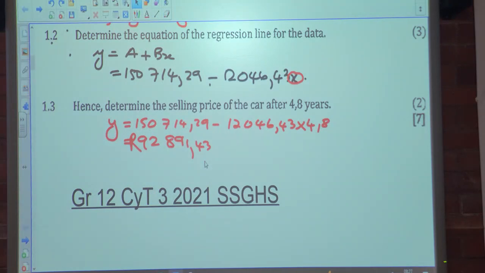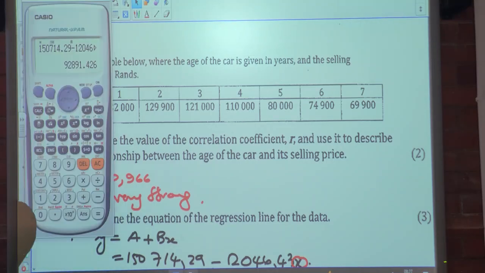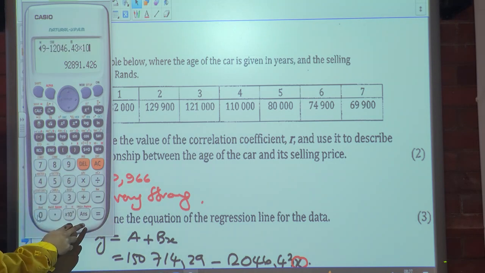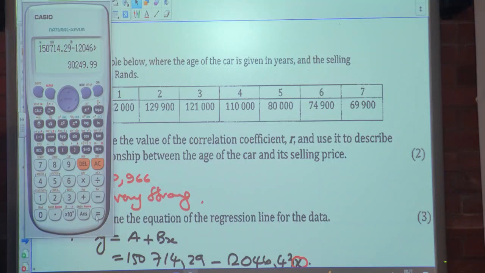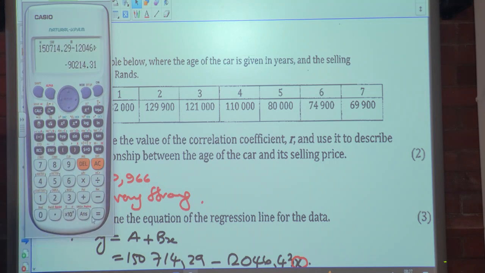The only variation that comes with it, normally they would ask you what would the car be worth after 10 years. What is the value of the car after 10 years? You just put 10 in here, you get your answer of 30,000. Or they ask you after 20 years. It's going to give you a negative answer of 90,240.